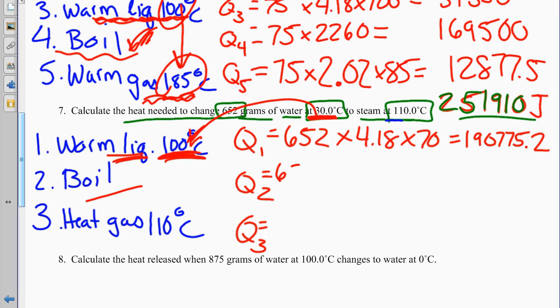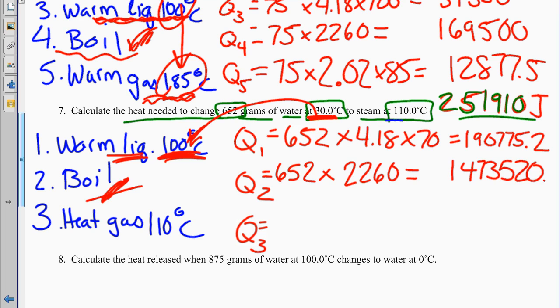Now, I am 100 degrees, so I can stop and boil. Take your mass, 652, times what it costs to boil, again, that larger delta H, 2260, and you're going to get 1473520. Really big number there. Well, it takes a lot of energy to change a liquid to a gas.